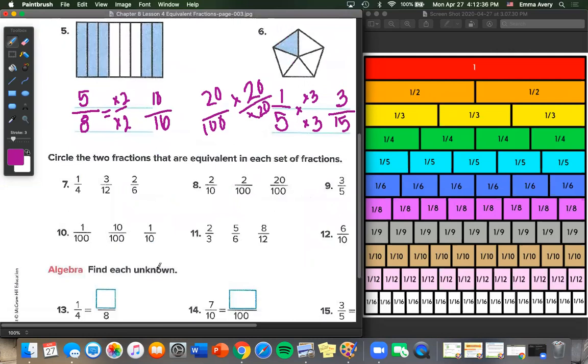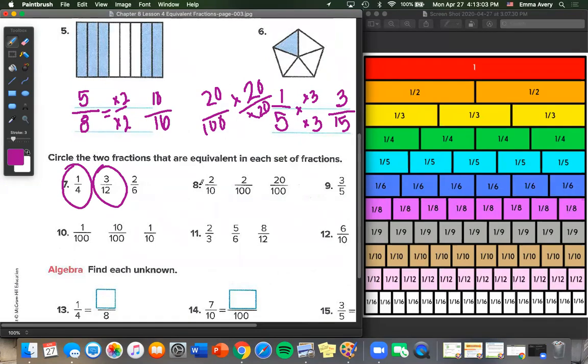On to number 7. Circle the 2 fractions that are equivalent in the set of fractions. Okay, so let's start with 1/4. Look at our chart. 1/4, let's go down. Does it hit 2/6? Nope. Now does it hit 3/12? Yep, those are equal. So we can circle 1/4 and 3/12.